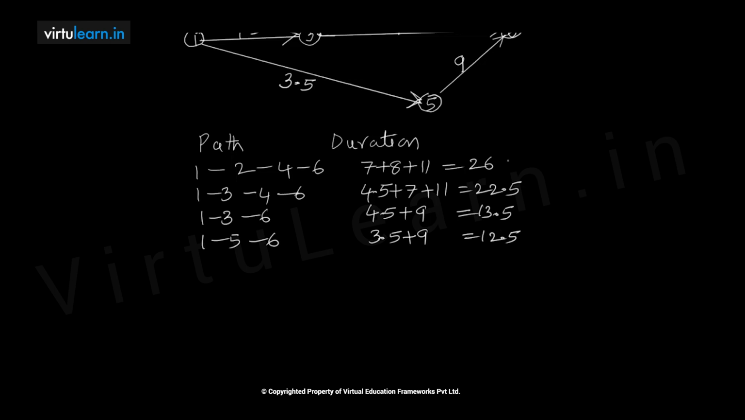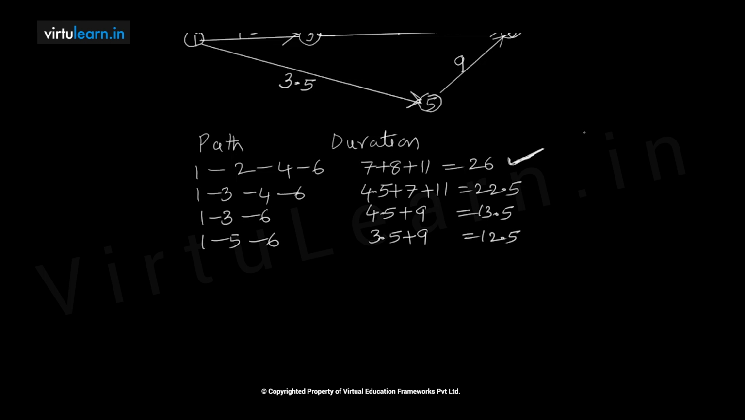Among these things, this is the critical path. So whichever path has the highest or longest duration, we call that the critical path, which will represent the duration of the project. One more thing we need to observe here is that in the project diagram, the lines should not be crossed or curved.